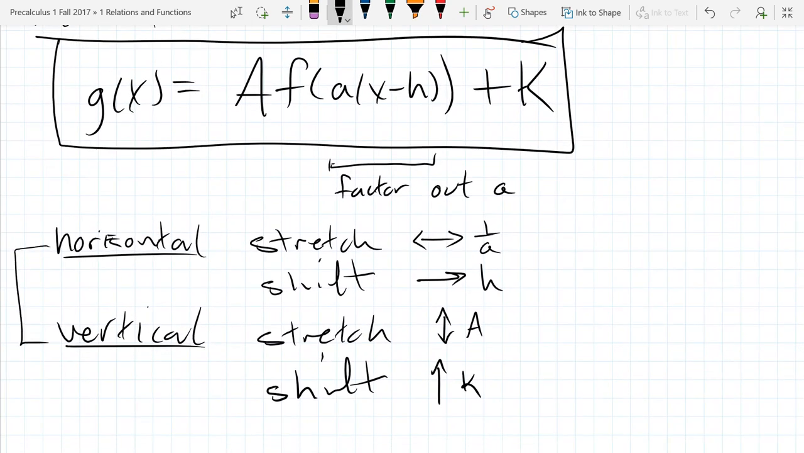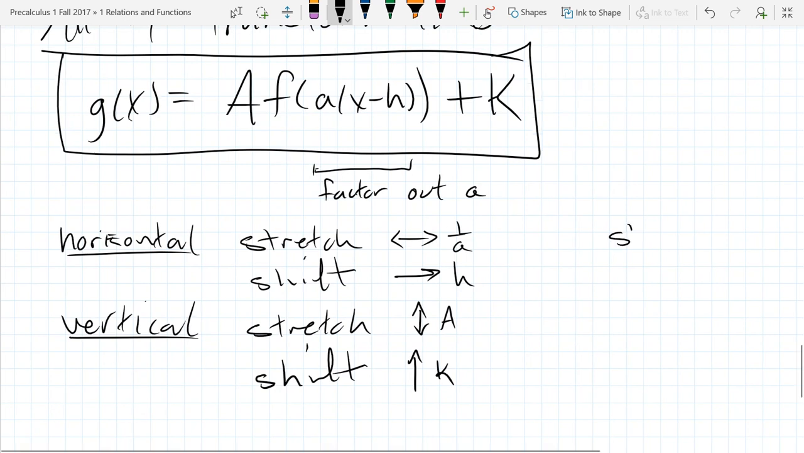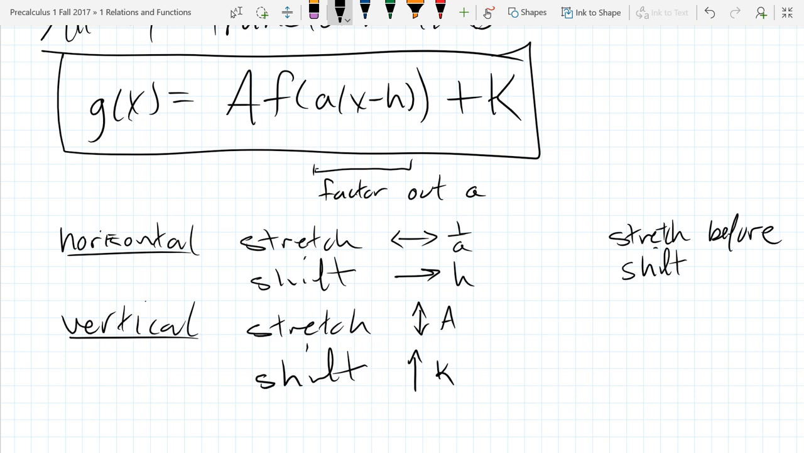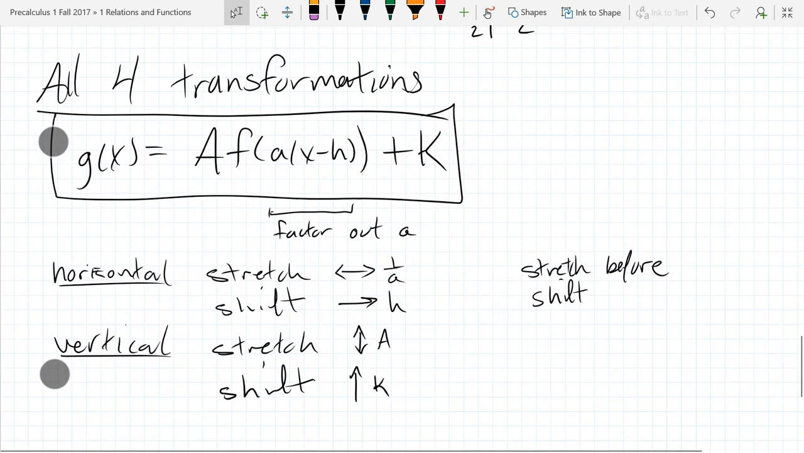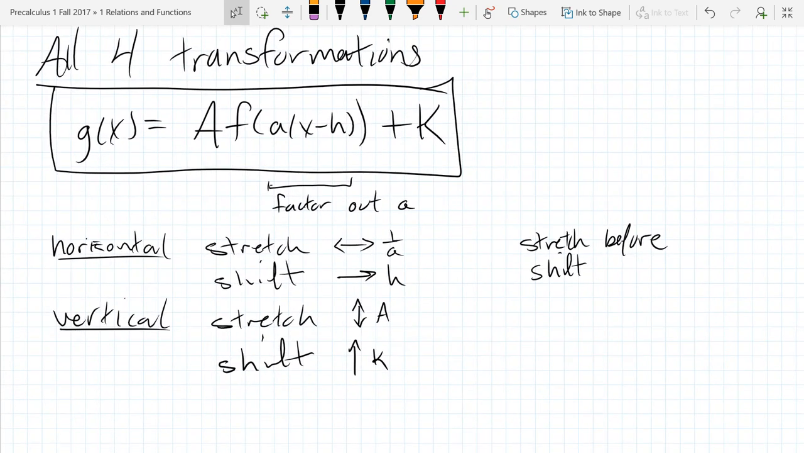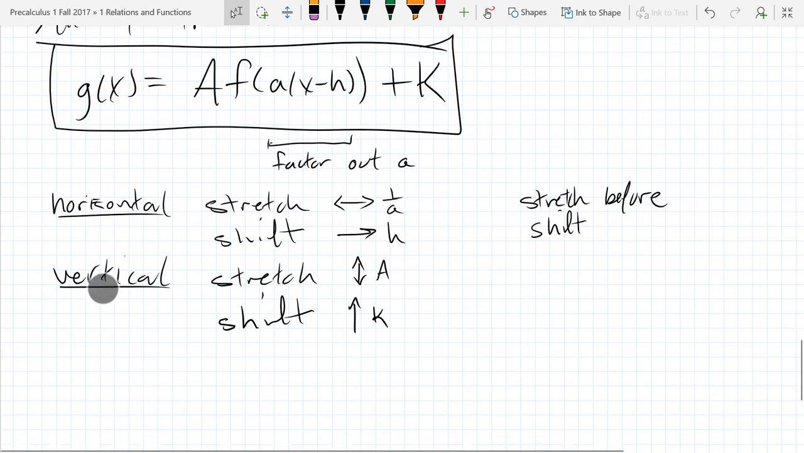It's not super important if you do horizontal first or vertical. However, it is very important that you stretch before you shift. So you want to make sure you stretch before you shift, or else you'll have some problems. Just like in exercise, you're supposed to stretch first. When you graph transformations, you're supposed to stretch first the way that I'm teaching it. So we're going to do some example problems where we have lots of transformations happening.